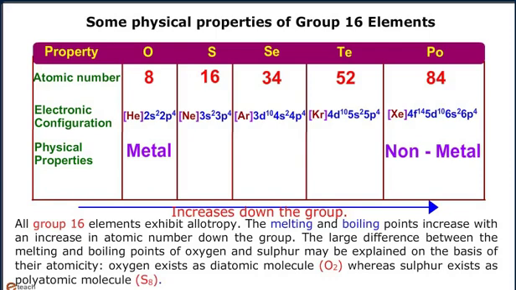The large difference between the melting and boiling point of oxygen and sulfur may be explained on the basis of their atomicity. Oxygen exists as diatomic molecule, that is O2, whereas sulfur exists as polyatomic molecule, that is S8.